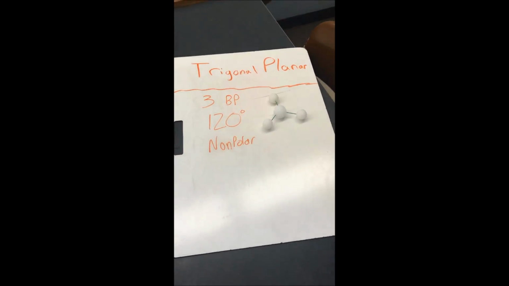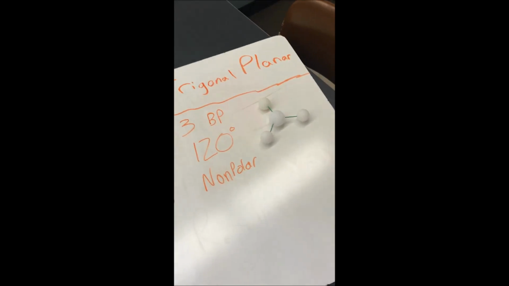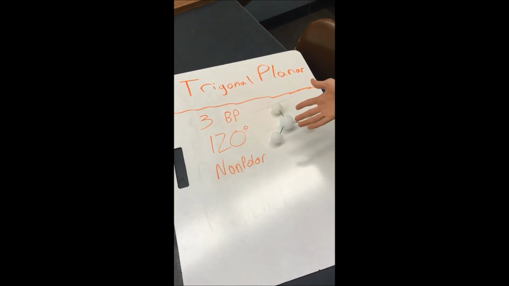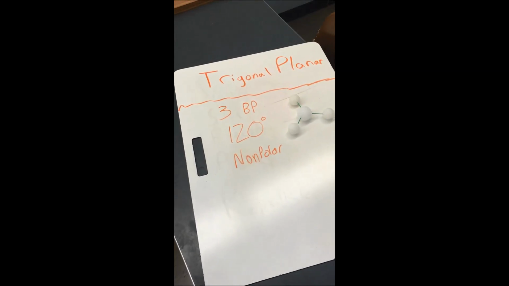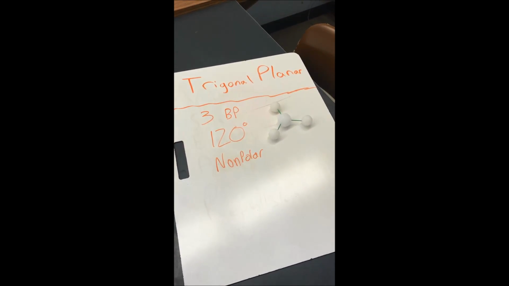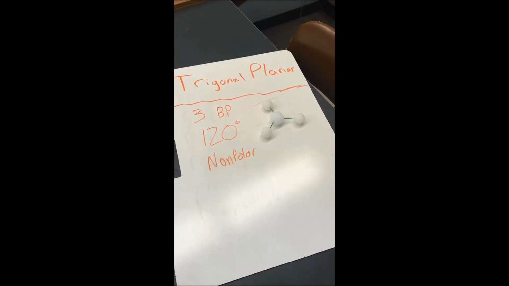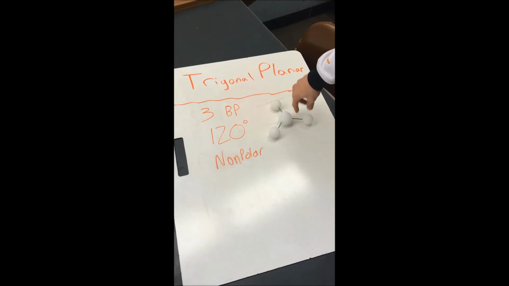Alright, this is a trigonal planar. It has 3 bonded pairs, and this is the construction of it. As I said before, the shape is a trigonal planar, and each bond angle is 120 degrees.